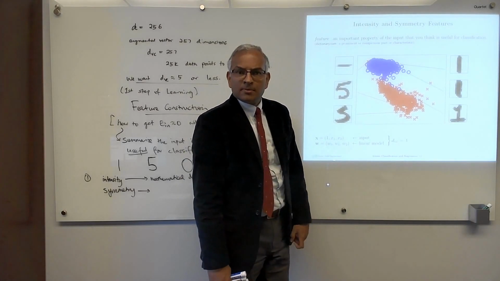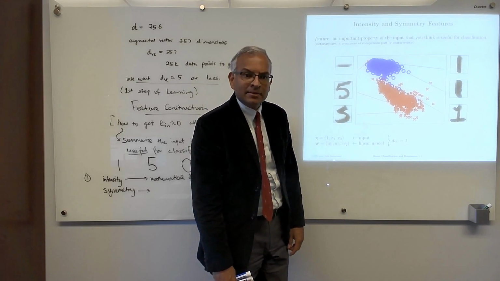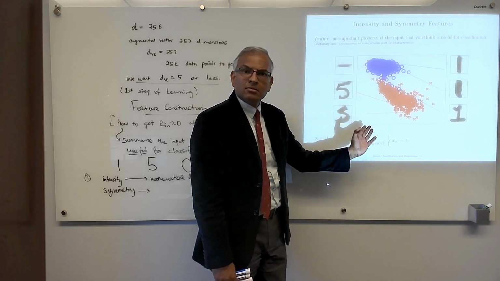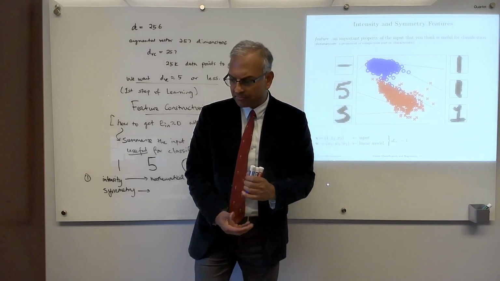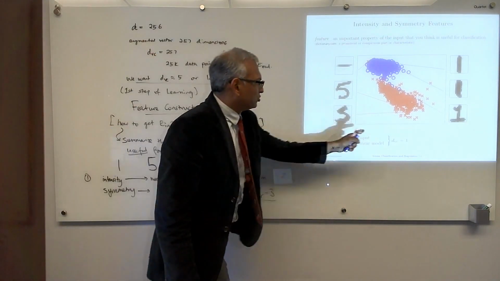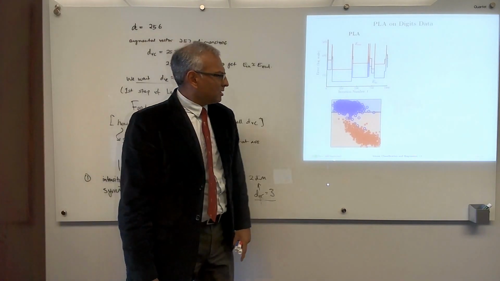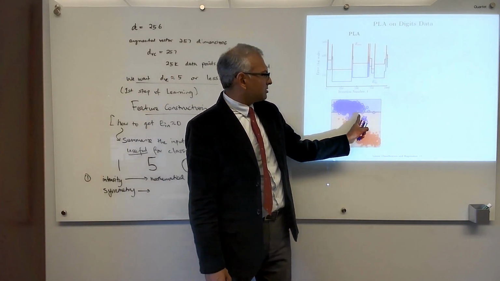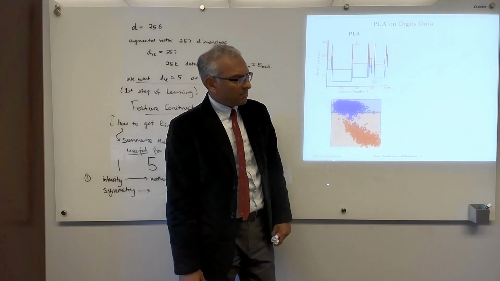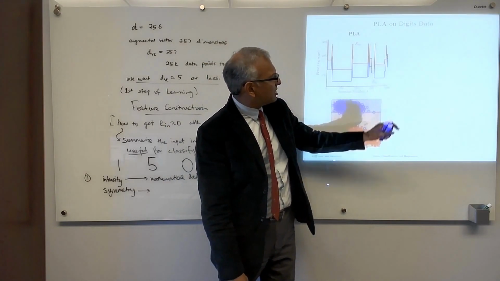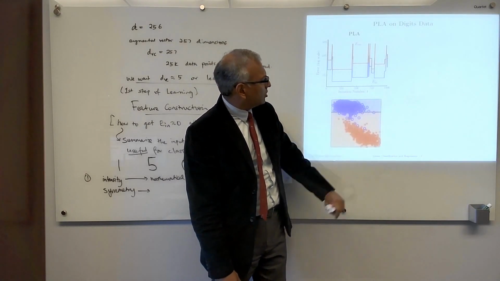And we are now ready to run our perceptron learning algorithm. So we have data in 2 dimensions. Let's run the perceptron learning algorithm and see what happens. It produces this classifier, which is okay. That's what it produced after 1,000 iterations. It doesn't look that good.